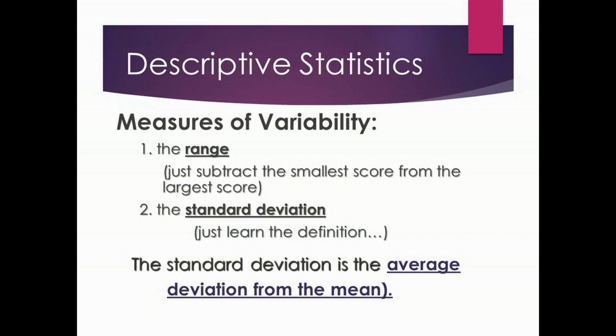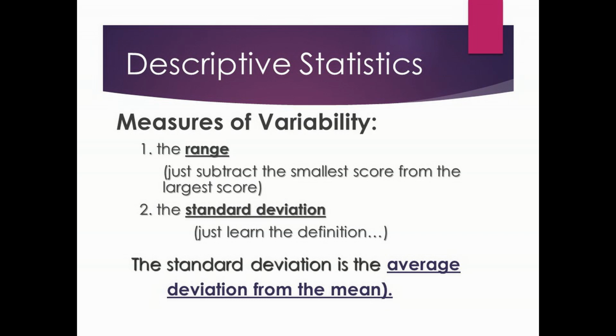So in order to more fully describe your data, you need at least one measure of variability. There are two measures of variability that I want you to know. The first is the range, and you're probably familiar with that. To calculate the range, and you might have to do this, just subtract the smallest score from the largest score. So the range is a measure of variability, but it's not really the most frequently used or the most useful measure of variability. More often, researchers use the standard deviation, and the standard deviation is also a measure of variability.